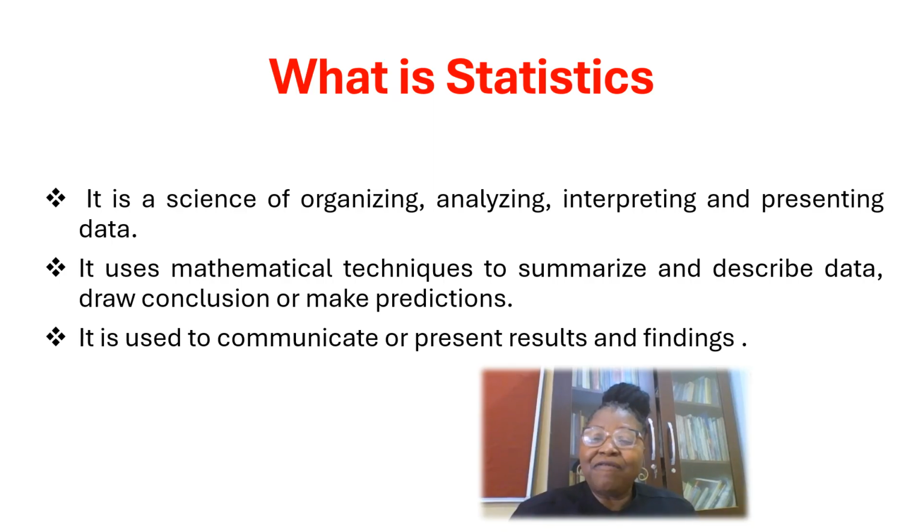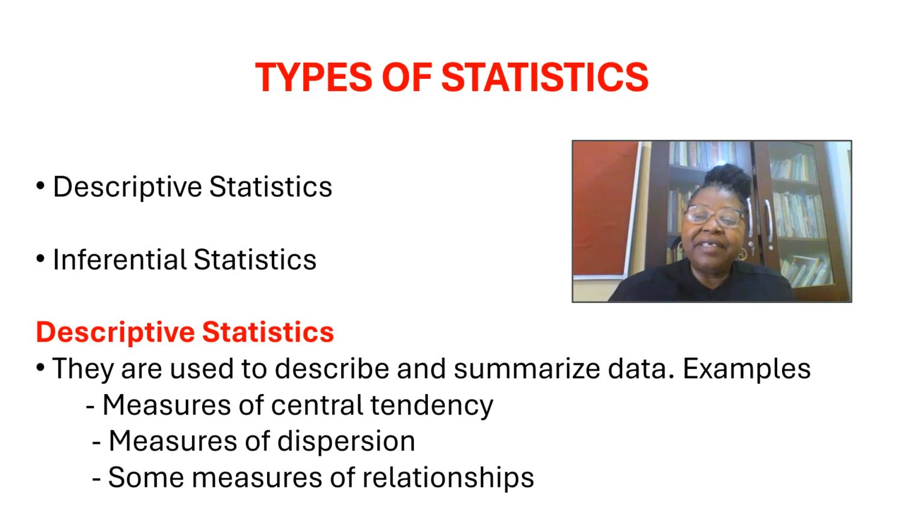What is statistics? It is a science of organizing, analyzing, interpreting, and presenting data. It uses mathematical techniques to summarize and describe data, draw conclusions, and make predictions. It is used to communicate or present our results and findings. Types of statistics. There are two major types, descriptive statistics and inferential statistics.